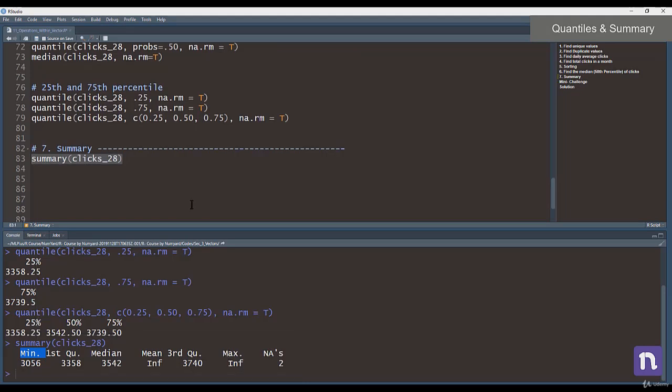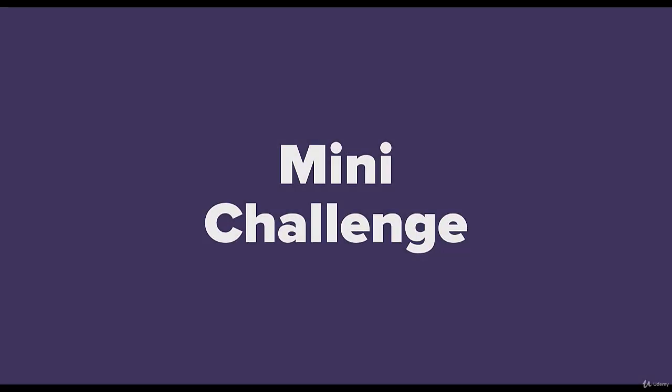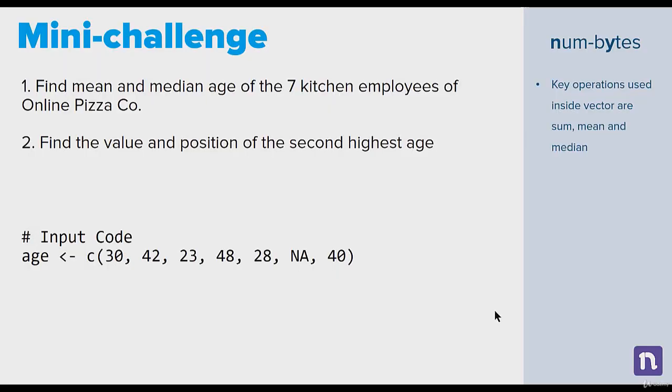Now let's do a mini challenge. So this is the challenge for the video. We have the age of 7 kitchen employees, of which one of their ages is missing. Now find the mean and median of these employees and also find the value and position of the second highest age. Give it a shot in your RStudio. I will show you the answers after a short pause.